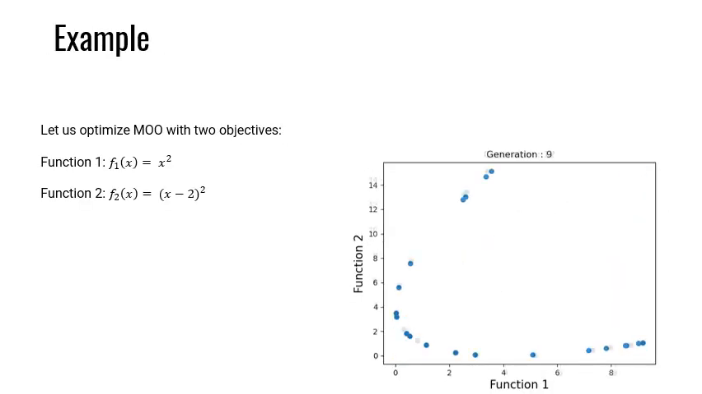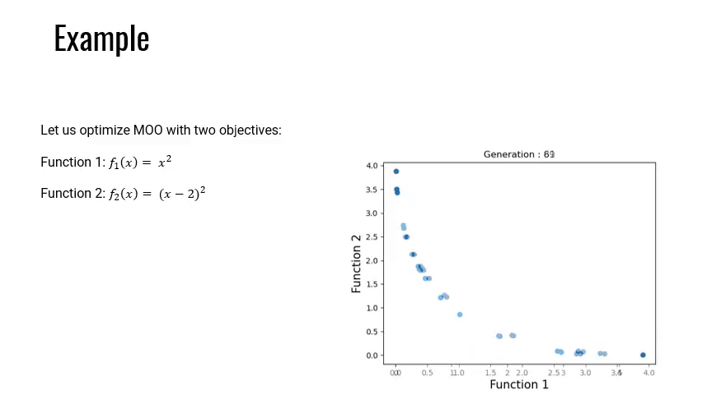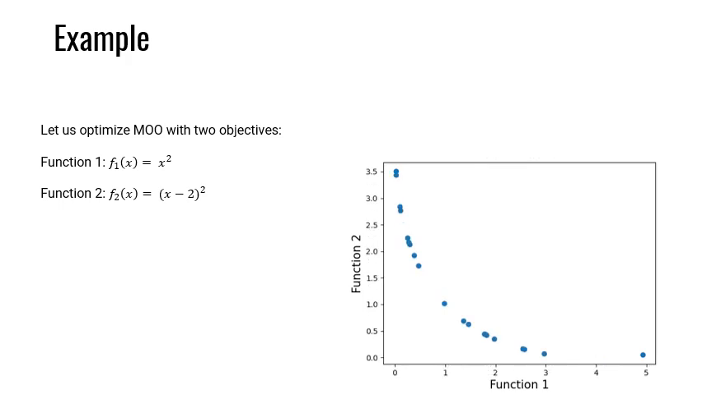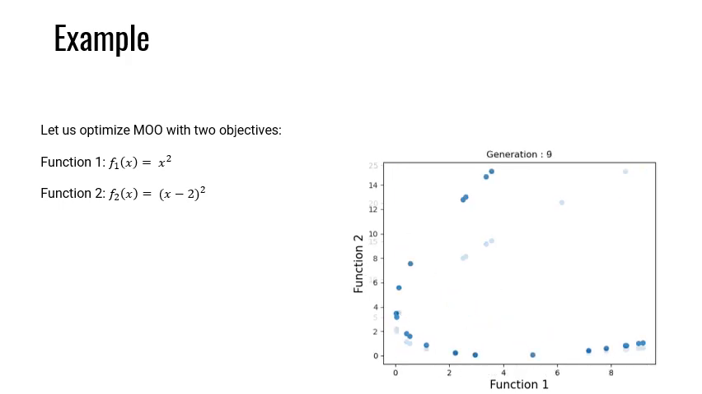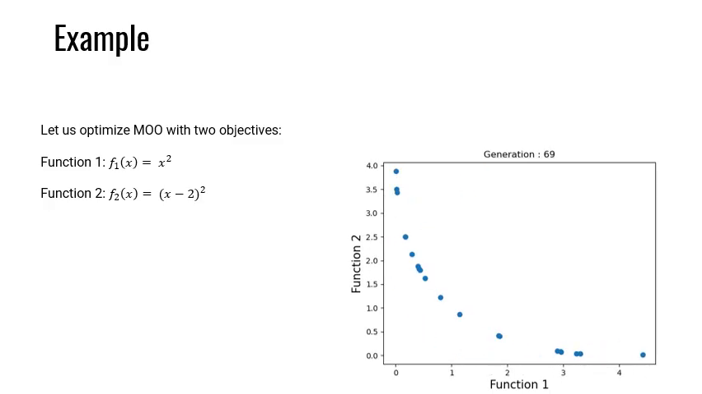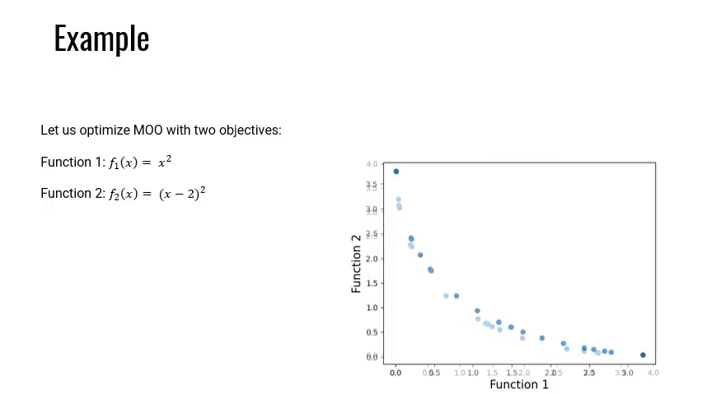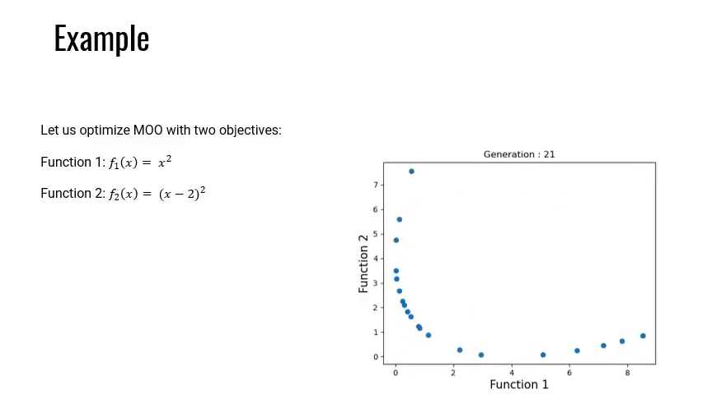This visualization provides an insight on the optimization of two objectives. The first objective function is x squared that we have used previously in the genetic algorithm, and the second objective function is (x minus 2) squared. The figure shows generation by generation how the Pareto front evolves.